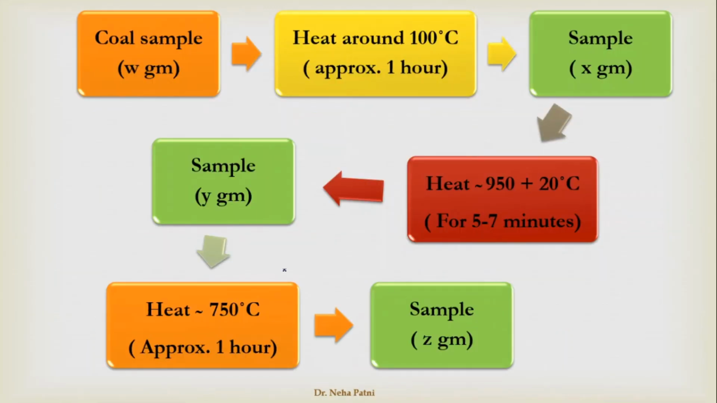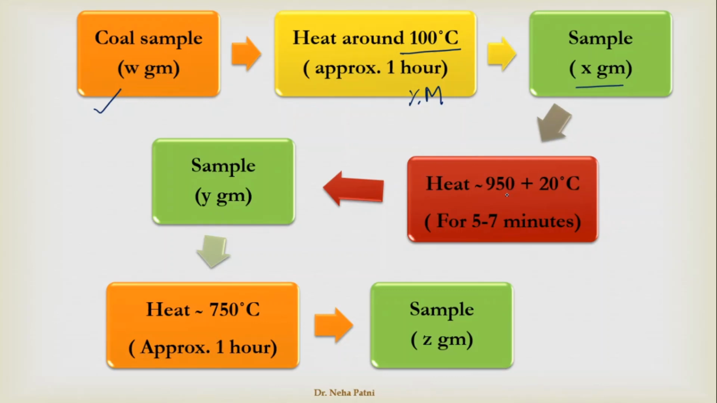Now coming to the revision slide of the proximate analysis, what we did was we weighed the coal sample in the starting. Then the very first step is to find out the percentage of moisture. For that you have to heat it around 100 degrees and just weigh it. The loss in weight will give you how much moisture is gone.